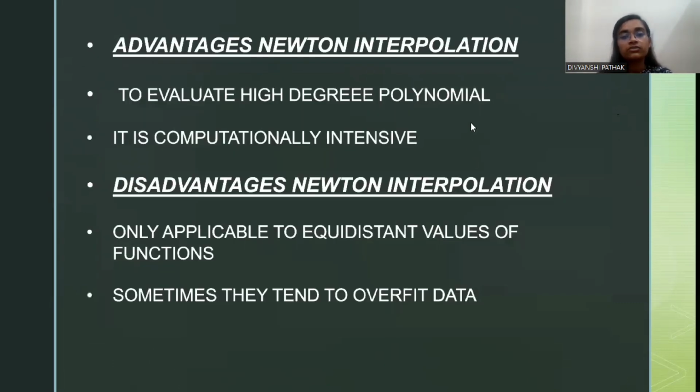Now, advantages of Newton interpolation. Newton forward and backward interpolation can be used to evaluate high degree polynomial. It is computationally intensive. Disadvantages: it is applicable to equidistant values of function. Like अगर हमें equal interval of function given है तो हम Newton interpolation का use कर सकते हैं. We cannot use this method for unequal intervals. Sometimes they tend to overfit data. So these were some advantages and disadvantages of Newton interpolation.